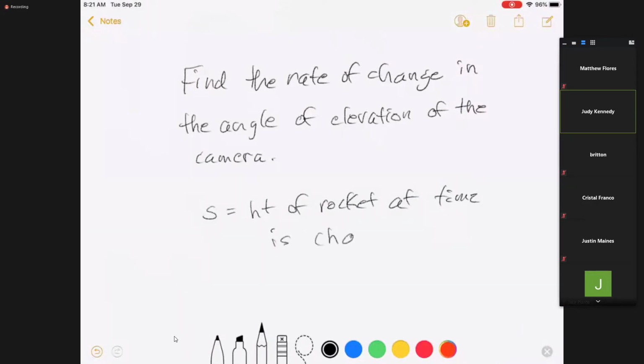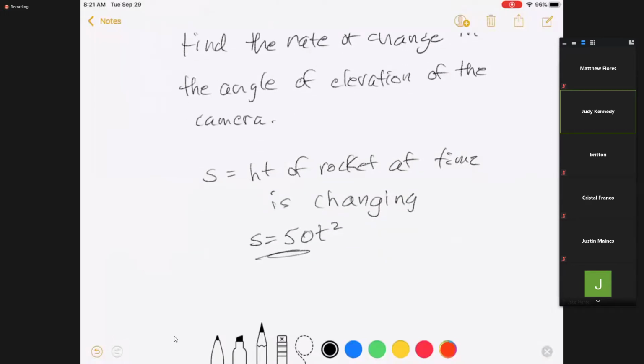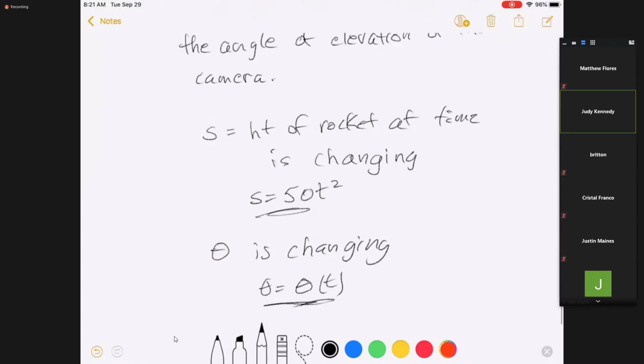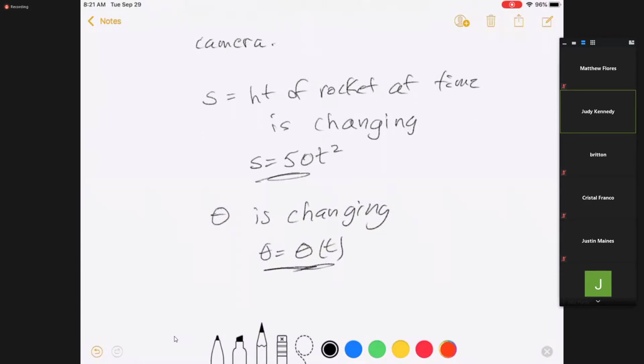It's changing. And in this case, we're given how it's changing. So we're given that theta is also changing. So theta is a function of t. And we want to know what theta prime is. What's d theta dt?